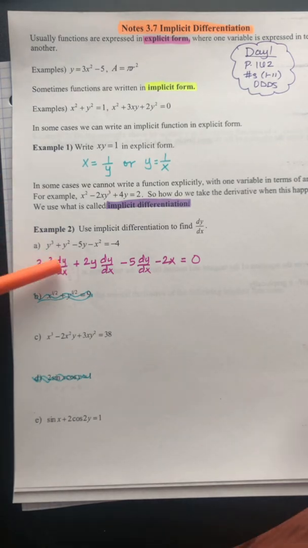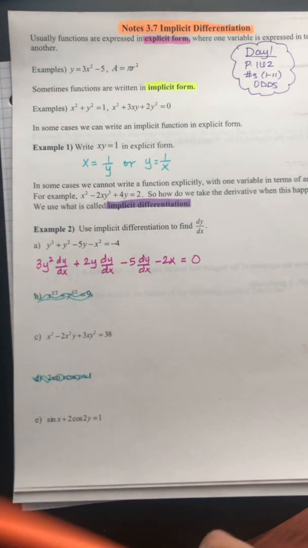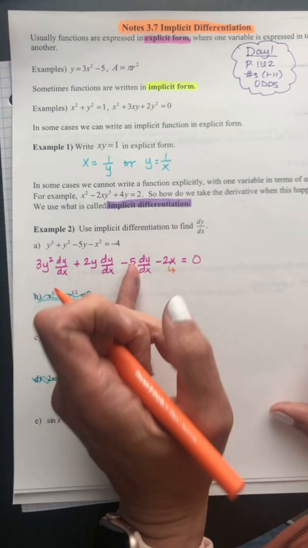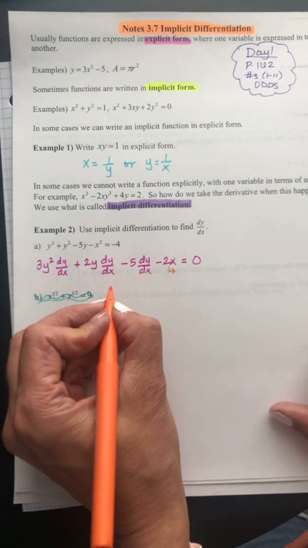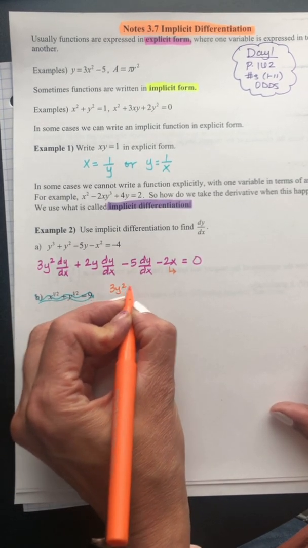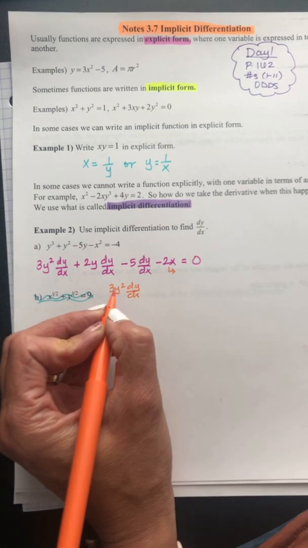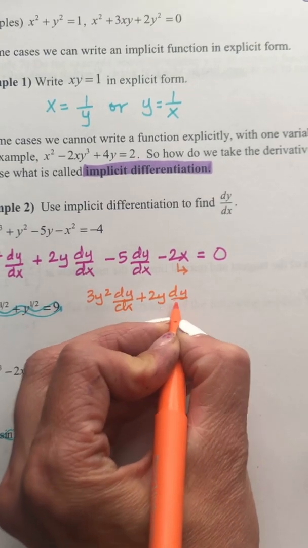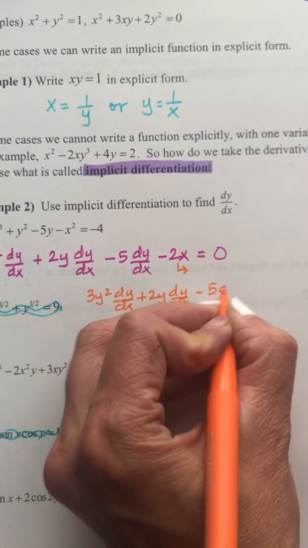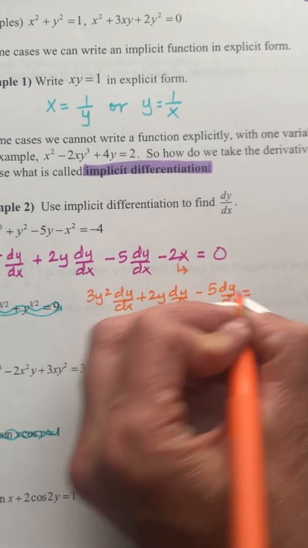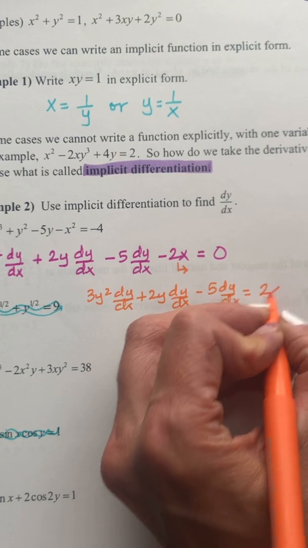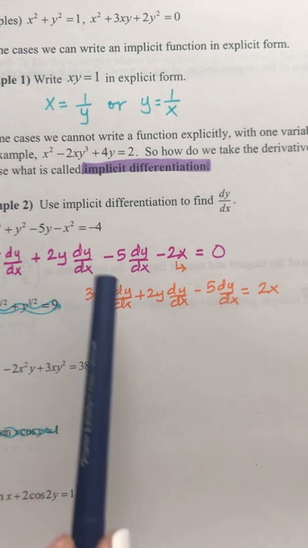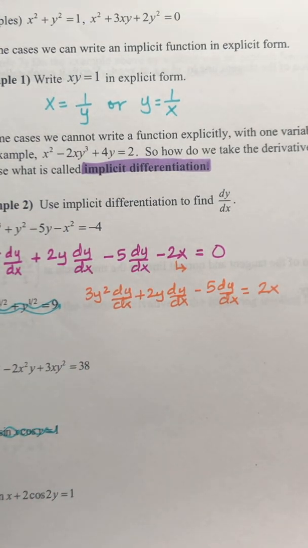Now, notice these three terms all have a dy/dx, and the negative 2x does not. We're going to need to move that over to the other side so we can get all the terms that have a dy/dx on the left. So I'm going to have 3y squared dy/dx, let me zoom in a little bit for you guys, plus 2y dy/dx minus 5 dy/dx equals, if I add that to the other side, a positive 2x on the other side.